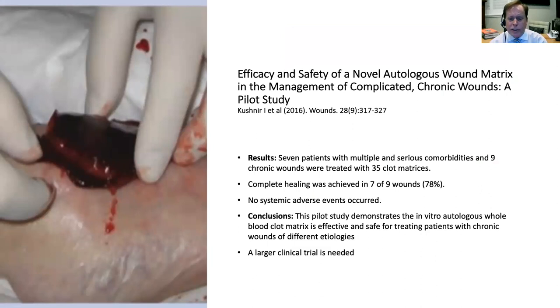Well, in 2016, obviously, there was a pilot study done initially looking at 7 patients with multiple and serious comorbidities, 9 chronic wounds, treated with 35 clot matrices. 78%, or 7 out of 9 of these wounds, actually healed, and it was concluded that this therapy was certainly very effective and also safe. There were no systemic adverse events that had occurred, but clearly a larger clinical trial was necessary.